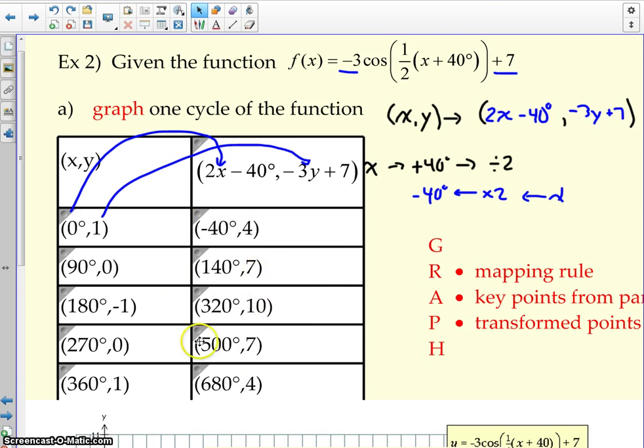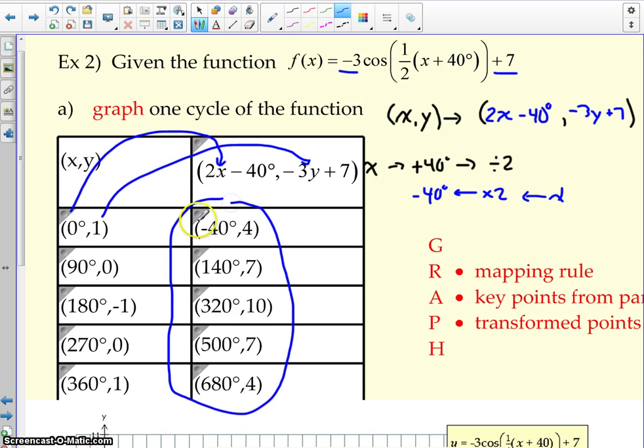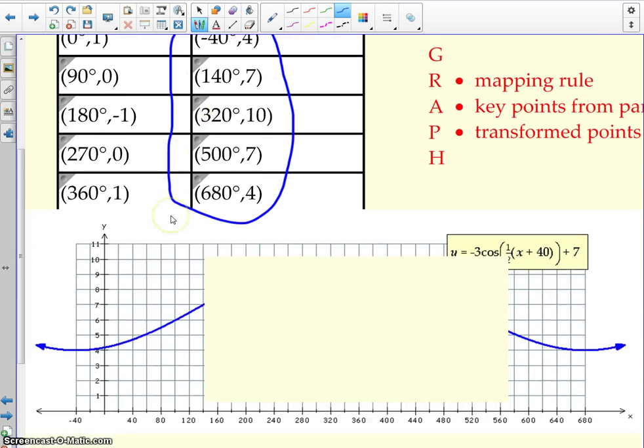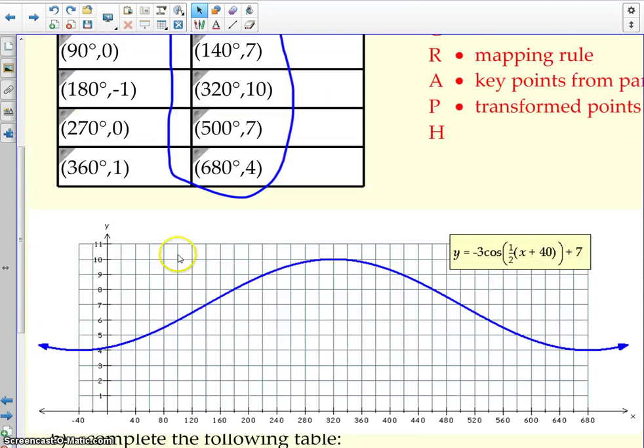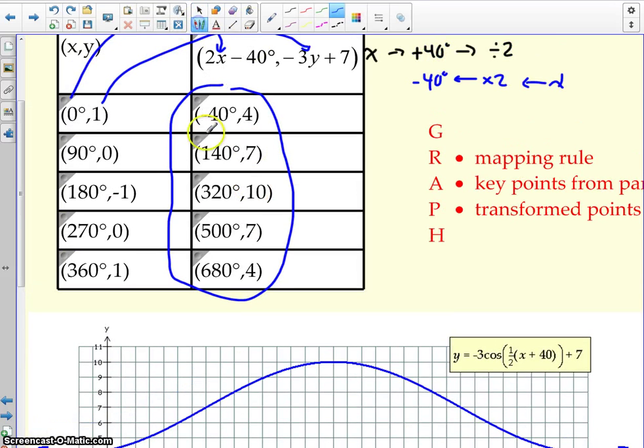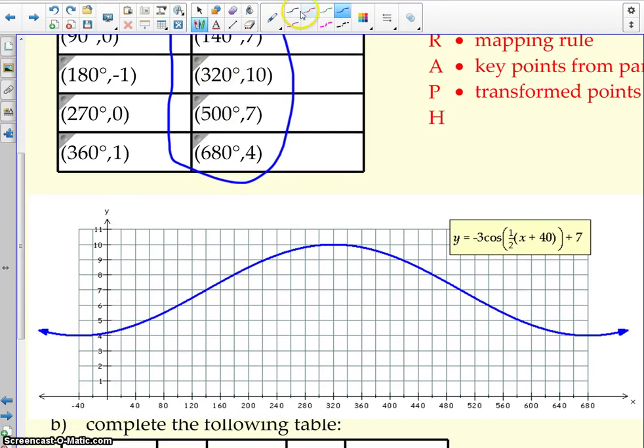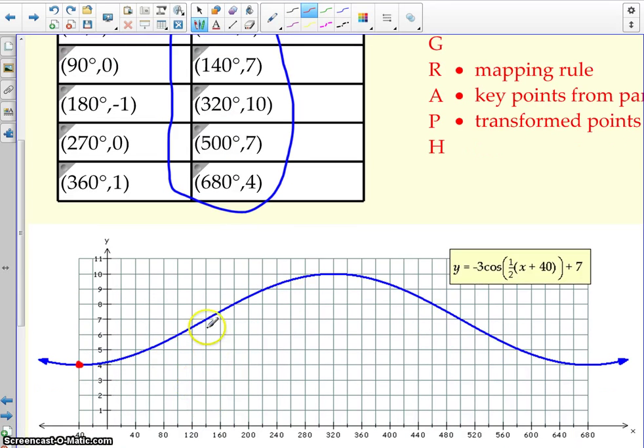So with that in mind, now that we have these 5 points, they will create the basis for a cycle in the graph. So you're going to take your Cartesian plane and put those key points on there. Now this graph is finished, but I'll show you how you can come up with yours. So (negative 40 degrees, 4) is going to be over here. (140 degrees, 7) is here. (320 degrees, 10) is up here. (500 degrees, 7) and (680 degrees, 4).